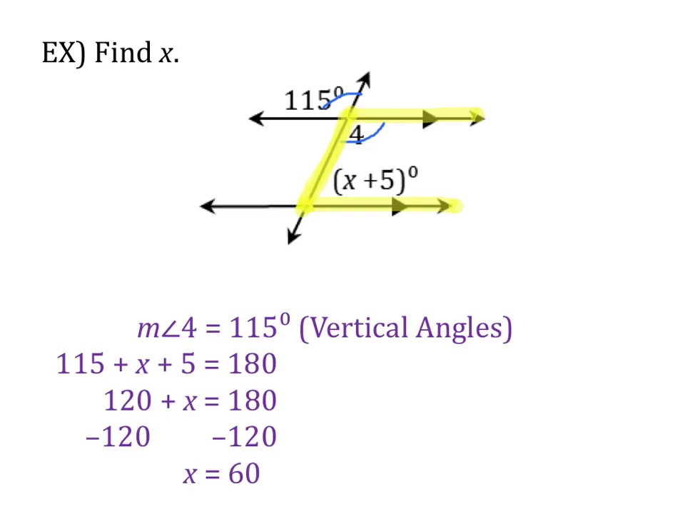We do not write 60 degrees because if you notice, the x is inside the parentheses and the degrees on the outside, so x is not the degree. It's just an answer, just a number. So the answer is x equals 60.